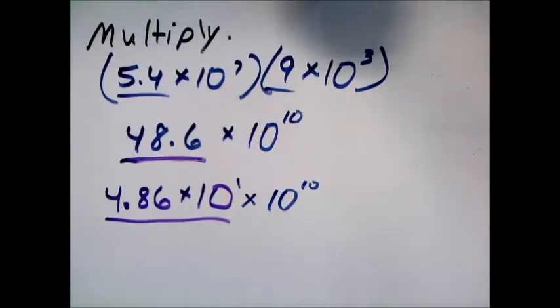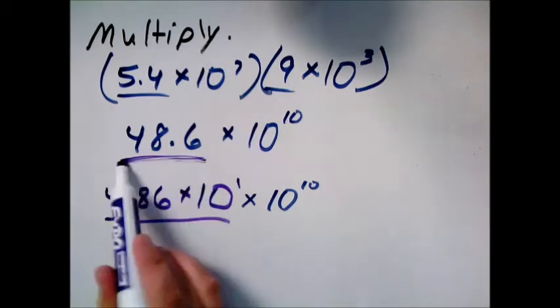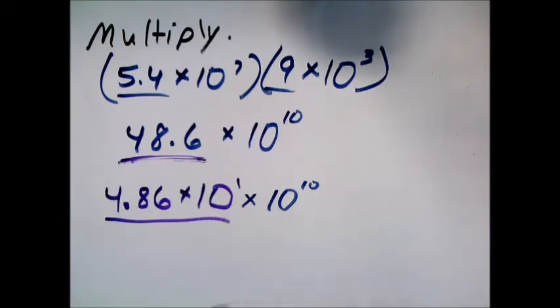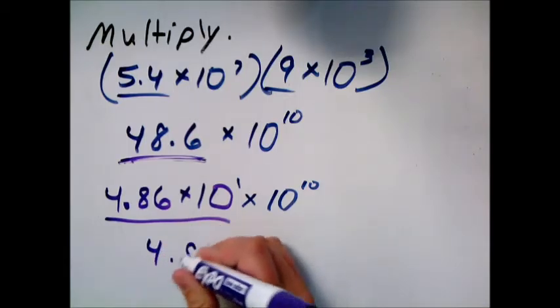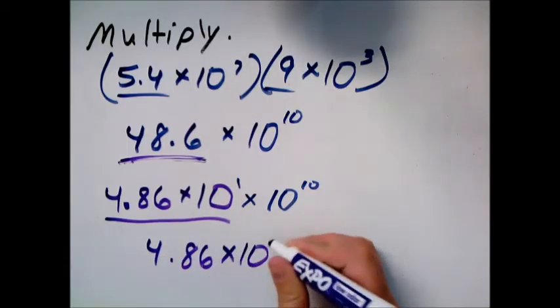But just be careful, it depends whether it was a bigger number than you wanted or a smaller one. So just focus on putting this in scientific notation. This will sort itself out. And so my full answer is 4.86 times 10 to the 11th.